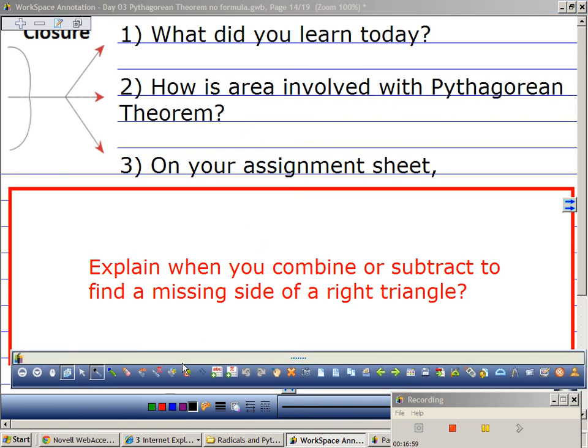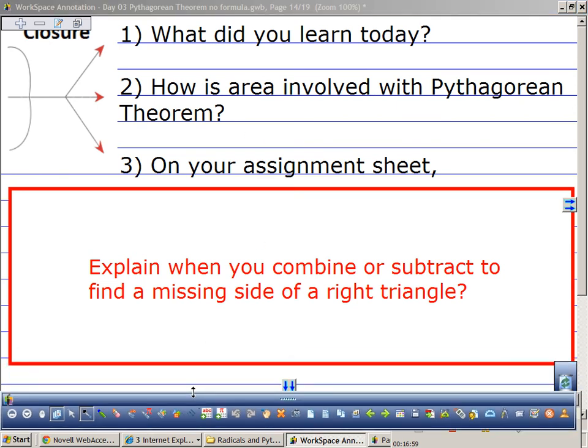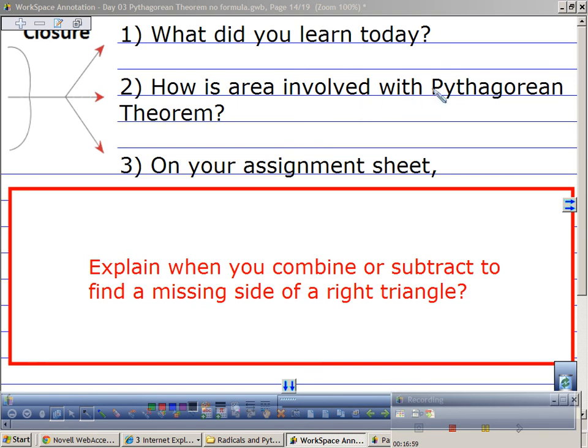Okay. So what did you learn today? Pythagorean theorem with pictures. How is area involved with Pythagorean theorem? The squares, right? The squares of the legs.